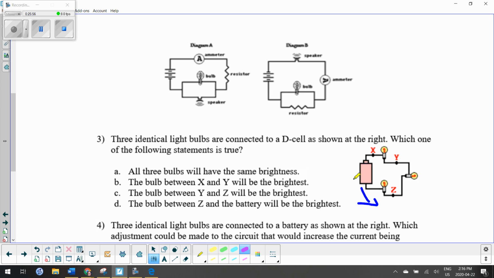B, the bulb between X and Y will be the brightest. No, that's not true because this one should be the brightest. C, the bulb between Y and Z will be the brightest. Well, that one doesn't make sense for this to be brighter because these two are closer. So that's telling you right away that D has to be the answer. It says the bulb between Z and the battery will be the brightest. Yes.